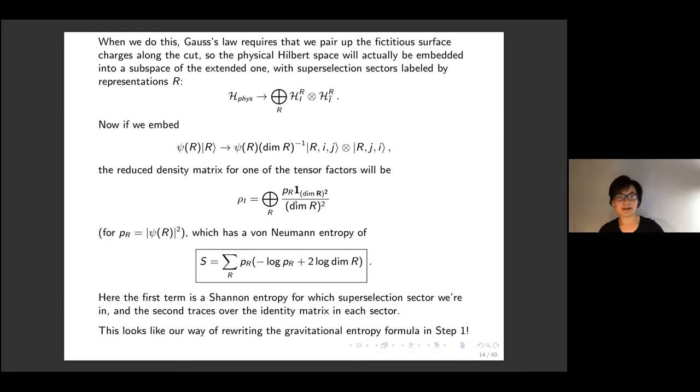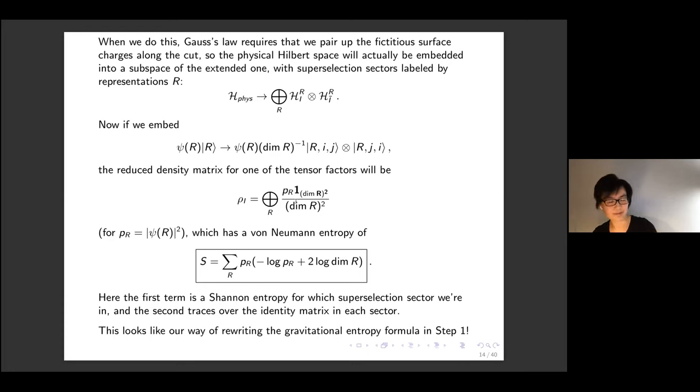If we embed the physical Hilbert space in the extended one that I just defined, Gauss's law will require us to pair up fictitious surface charges along the ends of the cut. So the physical Hilbert space actually will be embedded into a subspace of the extended one with superselection sectors labeled by representations R. Now we can take a generic state from the physical theory embedded in this larger Hilbert space and compute the reduced density matrix for one of the tensor factors in this larger space. The reduced density matrix then will turn out to be this block diagonal guy whose von Neumann entropy is this boxed equation below.